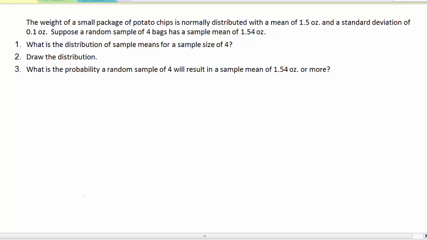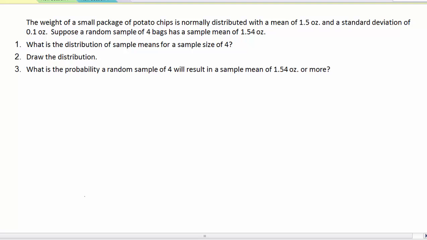In this video, I want to show you how you can use the central limit theorem and ideas from the normal distribution to solve this problem. The weight of a small package of potato chips is normally distributed with a mean of 1.5 ounces and a standard deviation of 0.1 ounces. Suppose a random sample of 4 bags has a sample mean of 1.4 ounces.